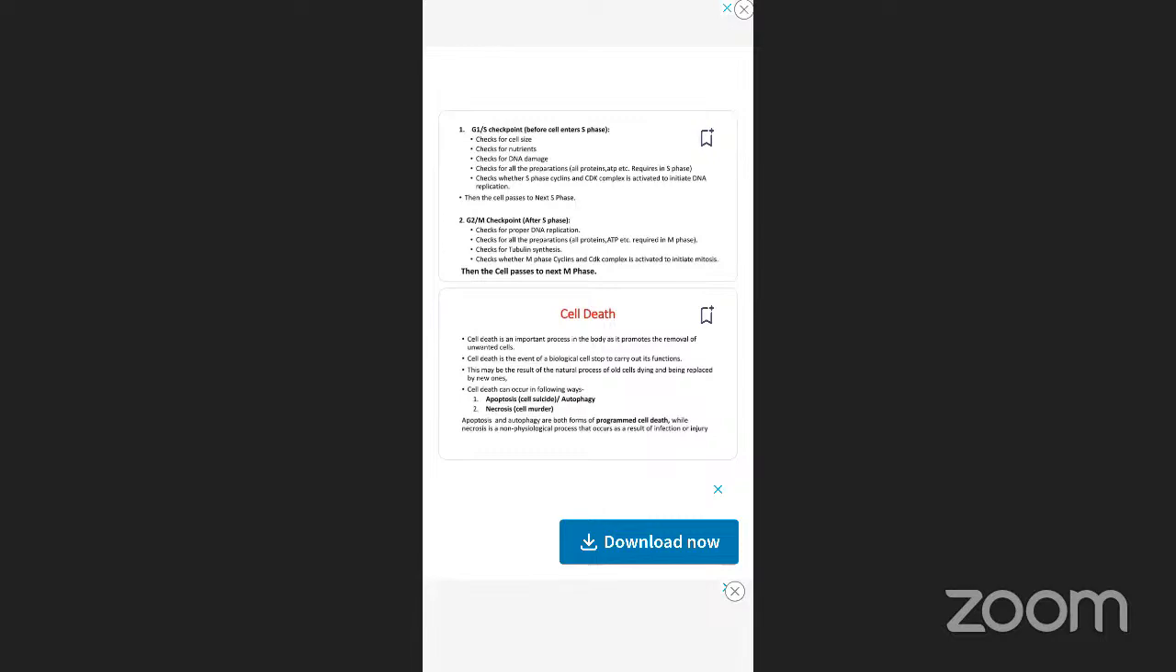Cell death is an important process in the body as it promotes the removal of unwanted cells. Cell death is also called apoptosis. Cell death is the event in which a cell biologically stops carrying out its functions. This may be the result of the natural process of old cells dying and being replaced by new ones. Cell death can occur in the following ways: apoptosis, necrosis, or autophagy, which is also called cell suicide.